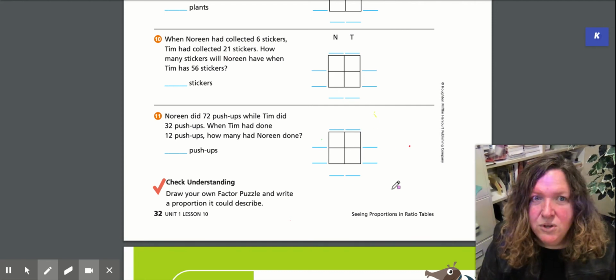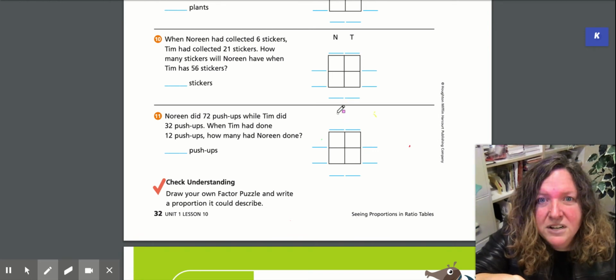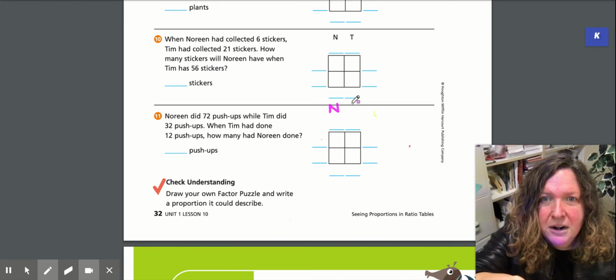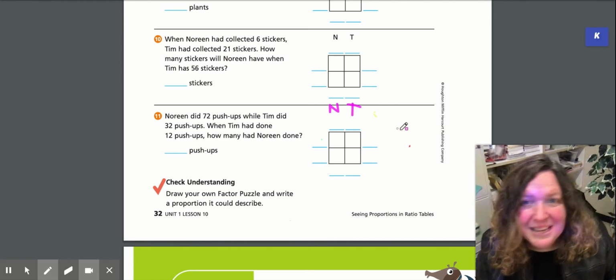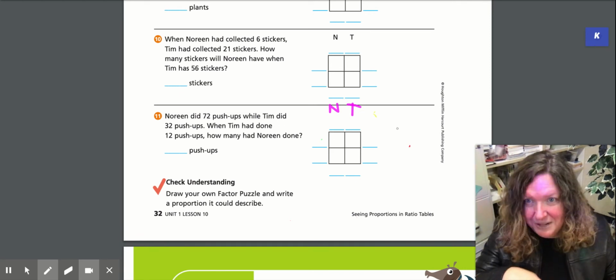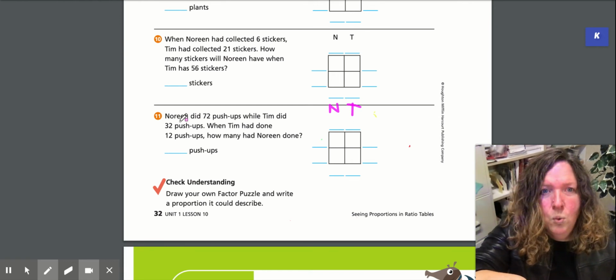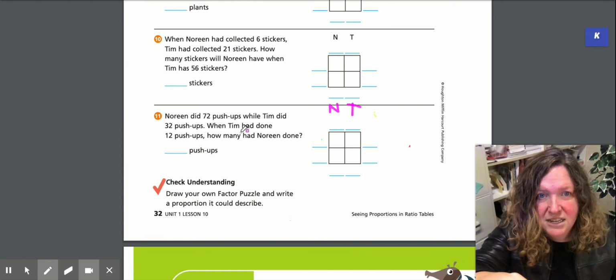Well, first of all, we know it's about Noreen and Tim. So we need to decide what part is going to be the Noreen part and what part is going to be the Tim part. It doesn't have to be on those columns, but once you decide where it's going to go, you have to follow those labels. So I decided that Noreen is going to be on this side and Tim is going to be on this side. Now, while Noreen did 72 push-ups, while Tim did 32.